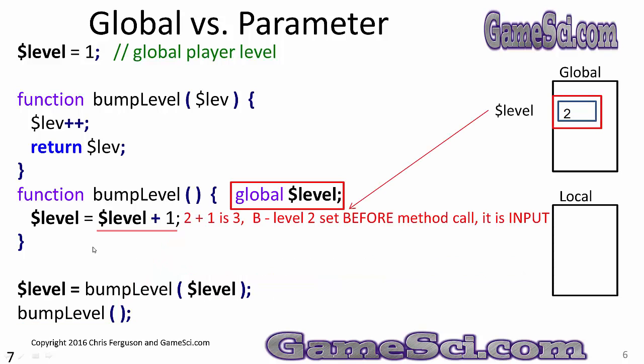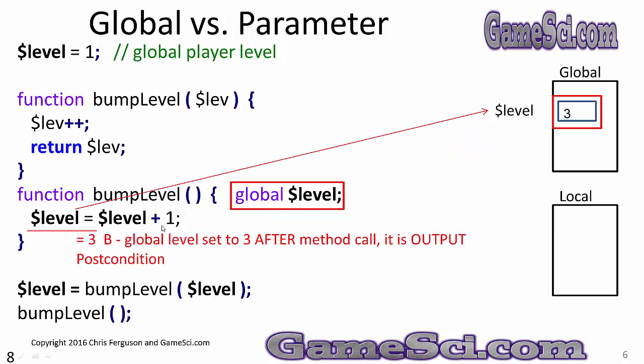Use the global variable as input to the function. If we use the global level, it already has a 2 in it. We'll add a 1 to it. 2 plus 1 is 3. Again, we're using option B. Level was 2 before the method call. That 2 was input to this function. We'll assign the result of that math equation to the global variable level. We'll change it to a 3. Using option B, the global level is set to 3 after the call. It then becomes the output.